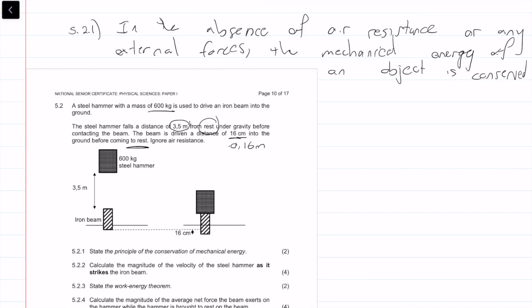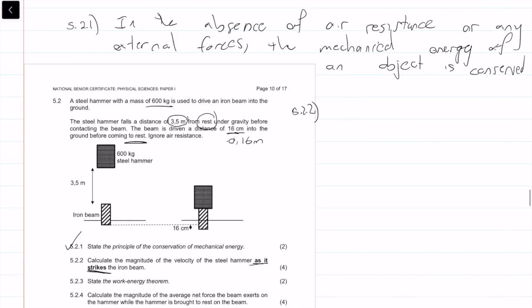Okay, again, just a definition, and we get 2 marks right there. 5.2.2 says calculate the magnitude of the velocity of the steel hammer as it strikes the iron beam. Okay, so we just spoke about conservation of mechanical energy, so let's use that principle. So the mechanical energy before is going to be equal to the mechanical energy after.